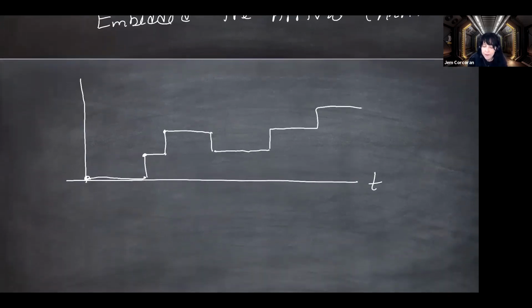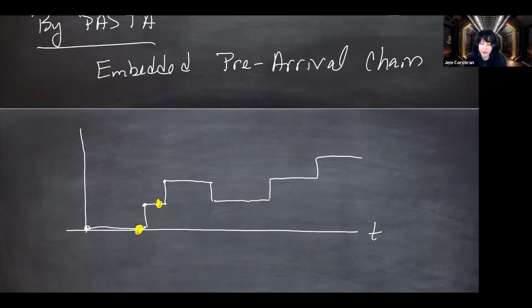But if you decide to just grab the value of the process just prior to a jump, so this point I've drawn, which is at level 0, just before it jumps up by 1. That's why I was specifically saying pre-arrival chain as opposed to jump chain, because usually in Markov processes, people consider jumps up and down. So just prior to an arrival.